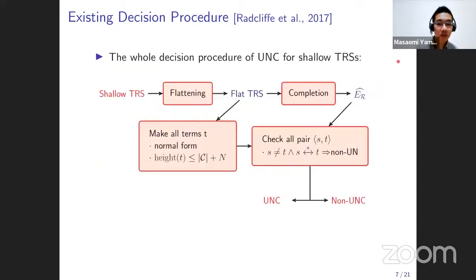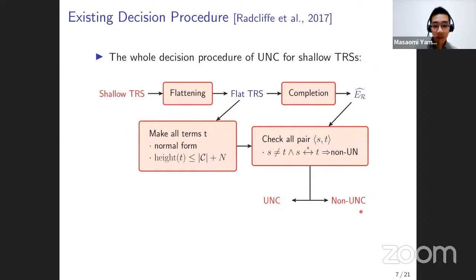The whole decision procedure of UNC for shallow TRS is this. First, the inputted shallow TRS is converted into a flat TRS and we obtain its completion R-hat. Next, make all normal form terms whose heights are less than or equal to C plus N. And finally, check equivalence of all pairs s, t and conclude UNC or no UNC.